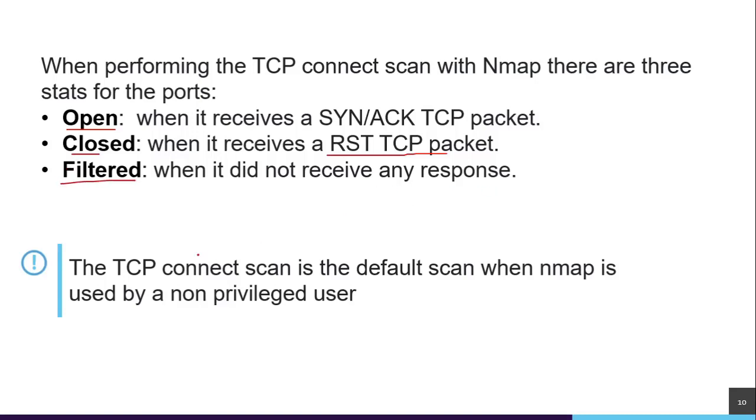One important thing is that the TCP Connect Scan is the default scan when Nmap is used by a non-privileged user. So if you are not the root user, you're not in the sudoers group, and you didn't specify any type of scan for Nmap, then it's going to default to the TCP Connect Scan. Alright, so now we're done with the slides. Let's now go and actually use Nmap.